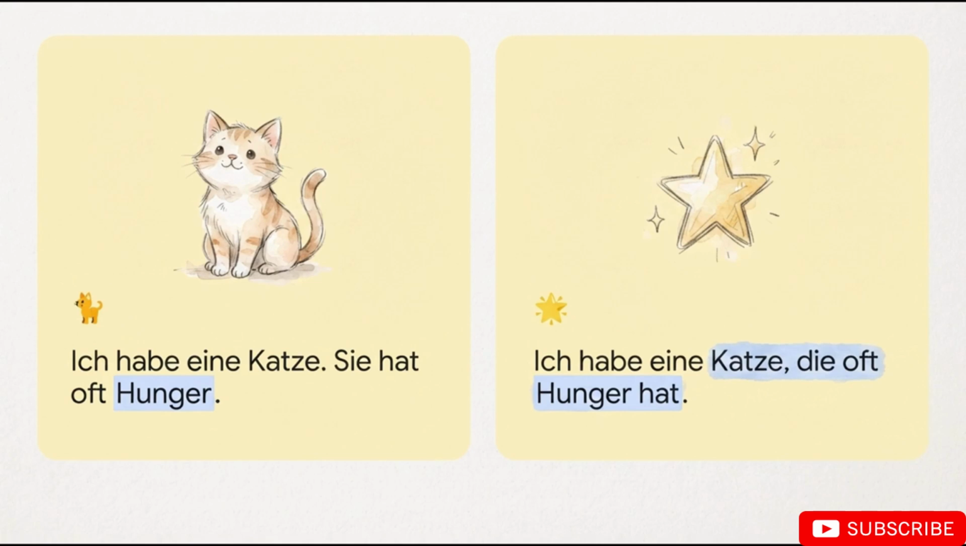That feminine pronoun die perfectly matches Katze, and the verb hat anchors the very end of the sentence. You're effectively saying you have a cat, which is often hungry.